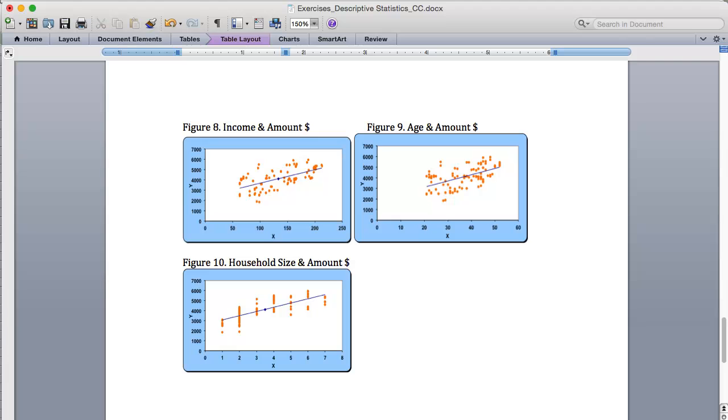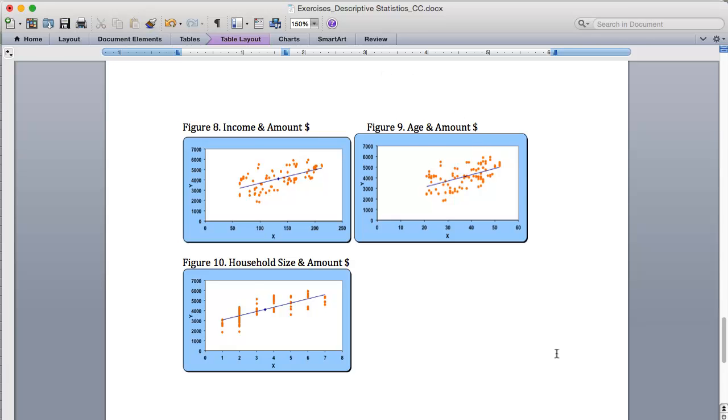Note also here, it's kind of interesting that the relationship between income and amount charged and age and amount charged, they're very, very similar. And this would lead us to believe that income and age themselves are highly correlated. We could see that they have very, very similar distributions. This is because age and income have a strong correlation.